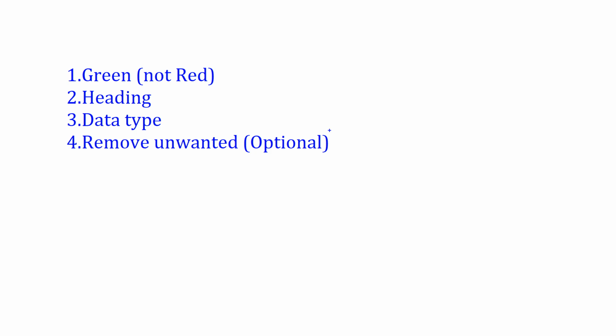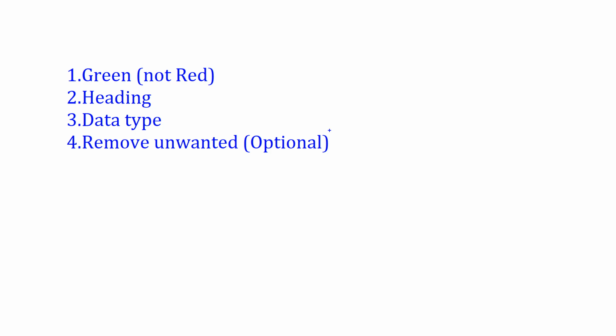Unwanted can be empty, can be data also. Sometimes unwanted can be an empty column. Sometimes unwanted can be a column with data. For example, I have customer data. In customer data, I have email address. Email address is not required for reporting. So you can remove it. So unwanted columns, unwanted rows, unwanted tables can be removed.